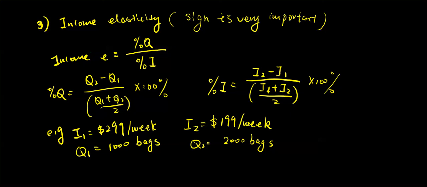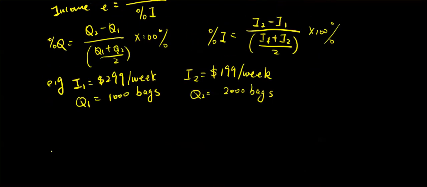So decrease your income, increase your demand for the ramen noodles. It's reasonable, right? Because they are cheap. You cannot afford the money at Red Lobster. You naturally increase your demand for other relatively inferior goods. So now let's calculate the income elasticity.